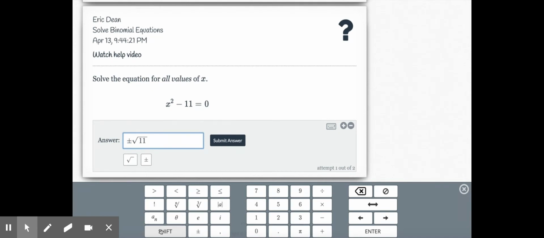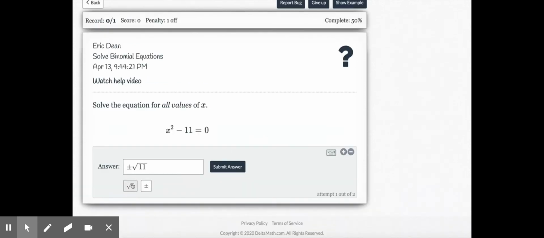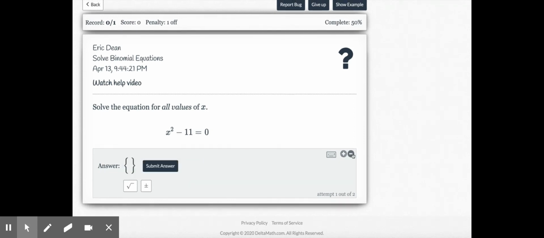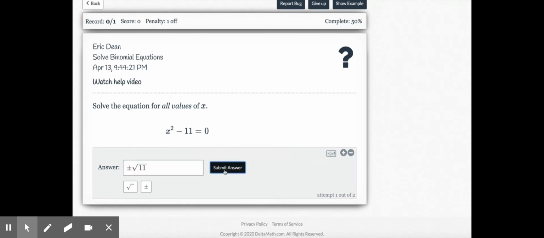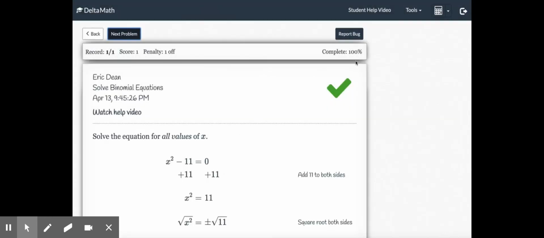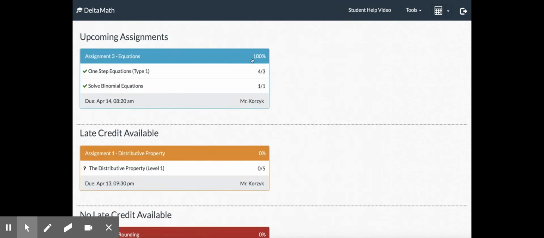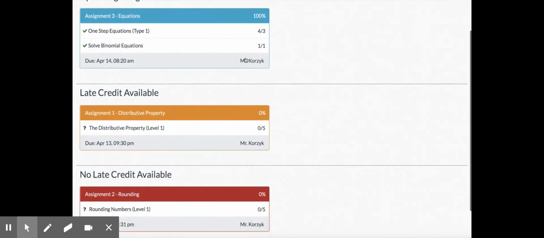You might have to press shift in order to see the plus or minus or some cube root signs or absolute value, but you could probably just use these common buttons down here and your keyboard to enter the answer. Now, if your equation has no solutions, you would press the minus button and then submit the empty set. So let's just get this one right. To see that our grade on the assignment is now 100%, we press back and we see 100% as our grade there.